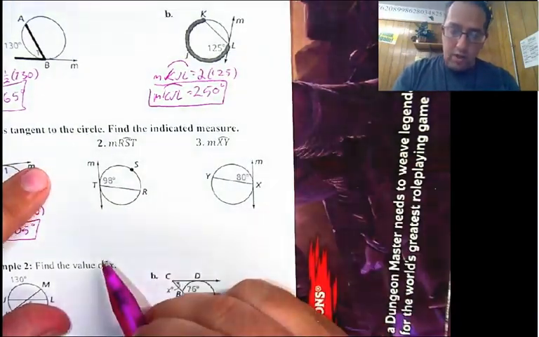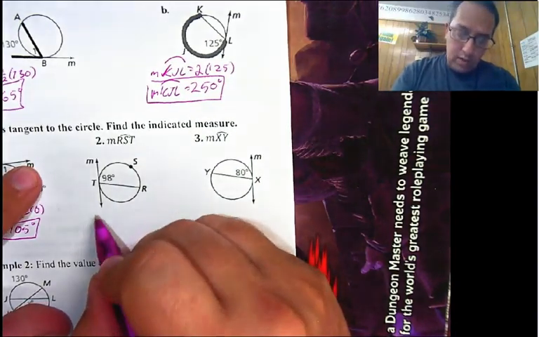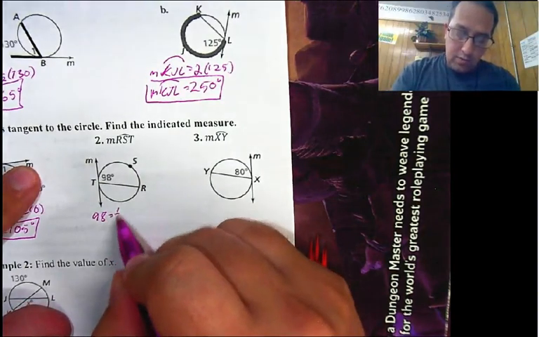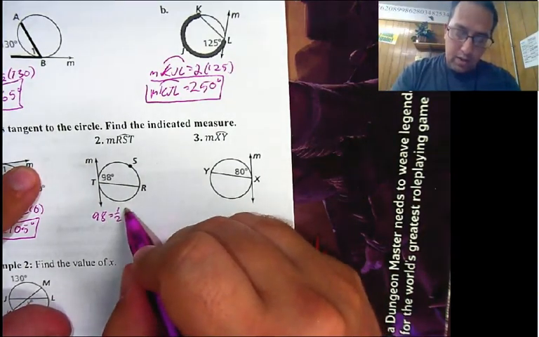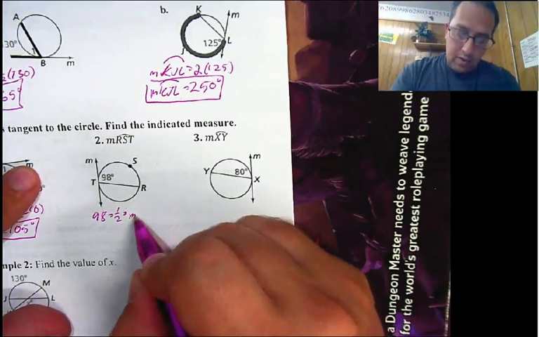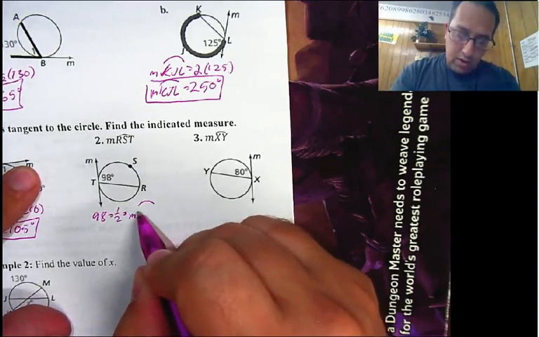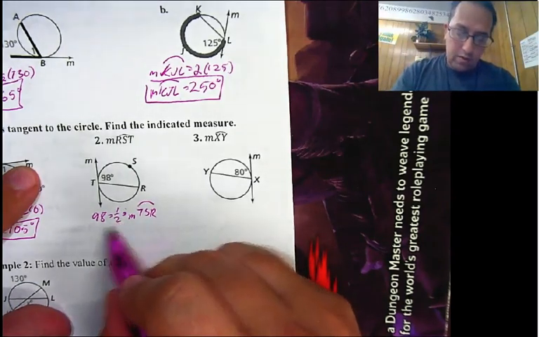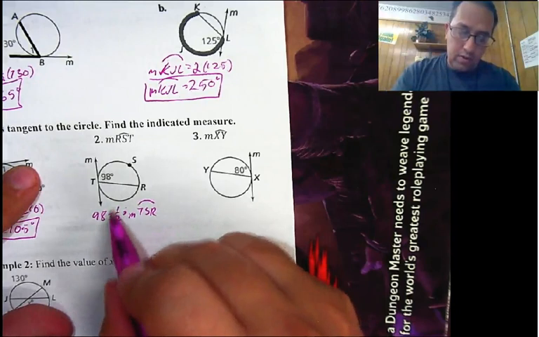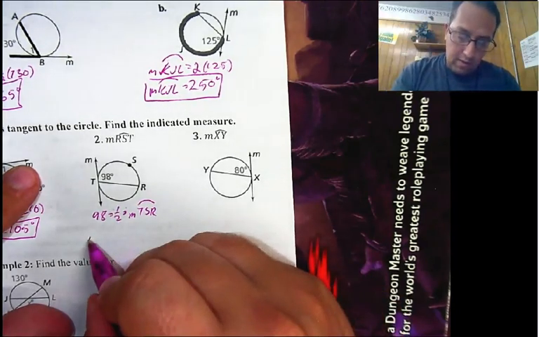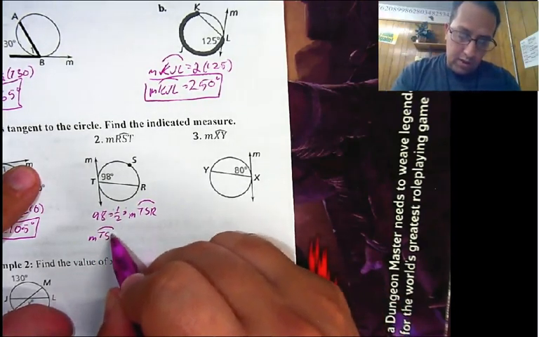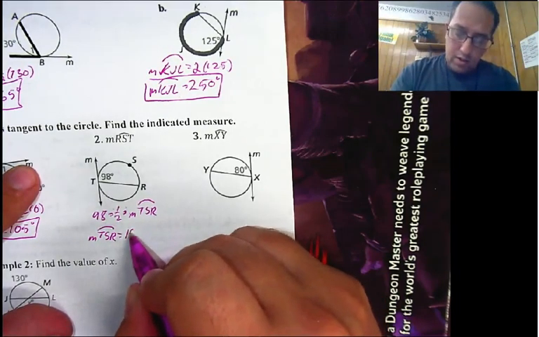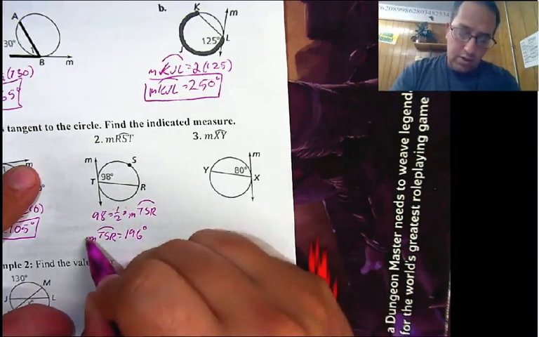Okay, here we're going the other way around, and what we have, 98, the angle equals 1/2, a little bit better way to do this, times the measure of arc TSR, right? So we multiply both sides by 2 to get rid of this 1/2, and we have that the measure of arc TSR equals 196 degrees.